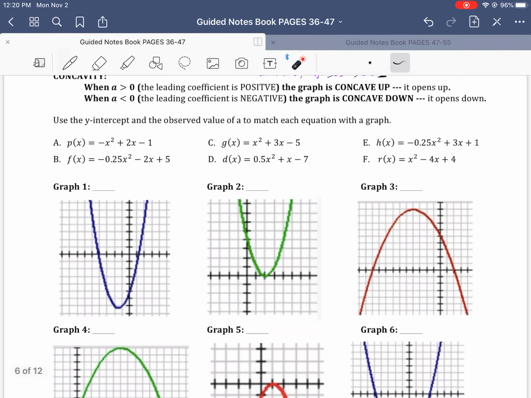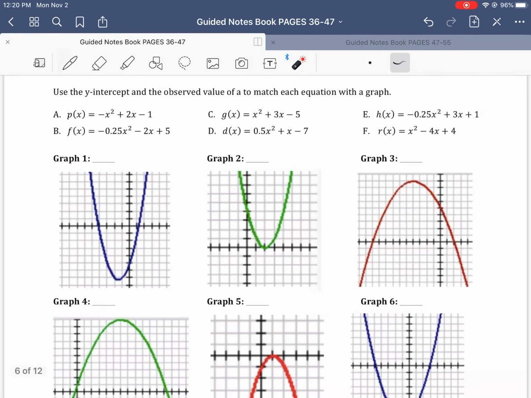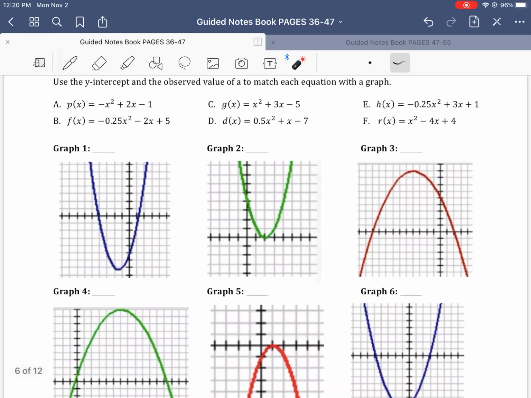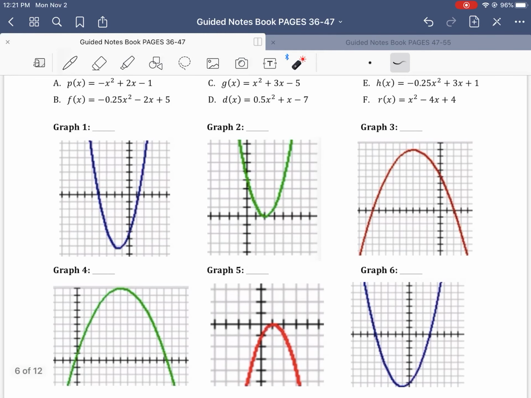So if we come down here, we can practice just with a couple of those features. It says use the y-intercept and the observed value of a to match each equation with the graph. So for example, if I'm looking at this first one, and I want to match it with a graph, I look right here and I know that this graph is going to be one that's opening down. So if you're looking at the options down here, it can't be graph 1, that's opening up. Graph 2 is opening up, and so is graph 6. So A has to be 3, 4, or 5.